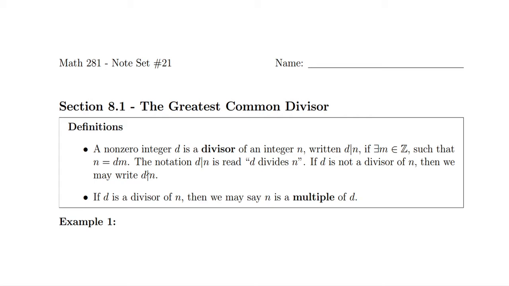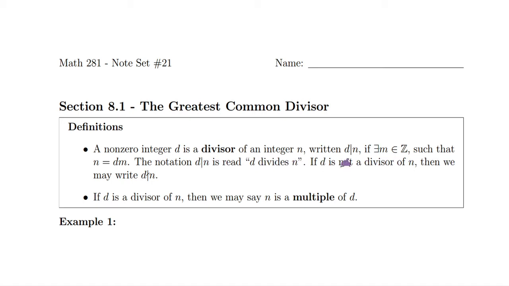A non-zero integer d, we call that the divisor of an integer n, and we write it using this notation that we're familiar with, right? d, and then this vertical bar, and you just read it as d divides n. So d divides n if there exists an integer m such that n is equal to d times m. If you write n and factor it, d is a factor, then we say d is a divisor. Again, this is read d divides n.